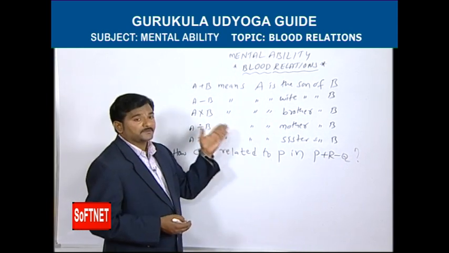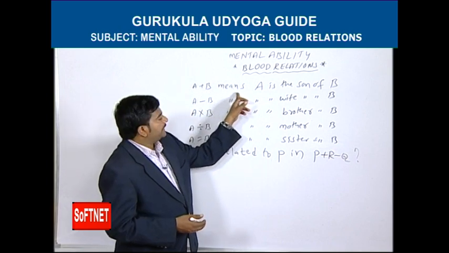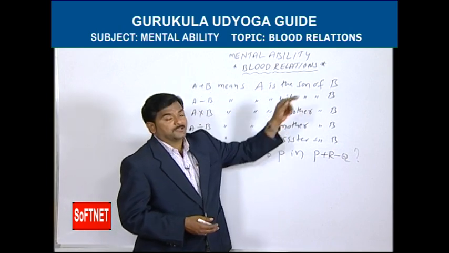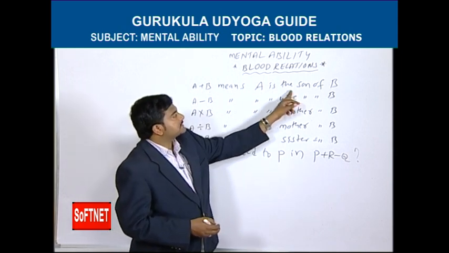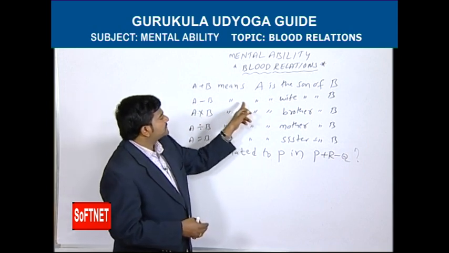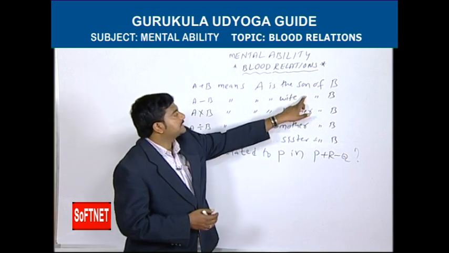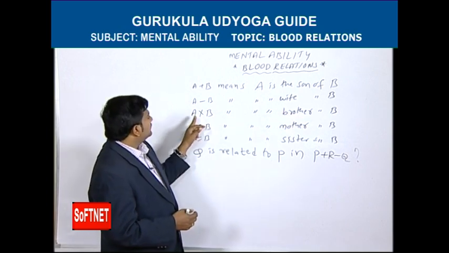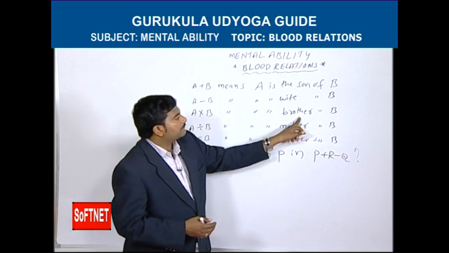The question is as follows: A plus B means A is the son of B. A minus B means A is the wife of B. A into B means A is the brother of B.